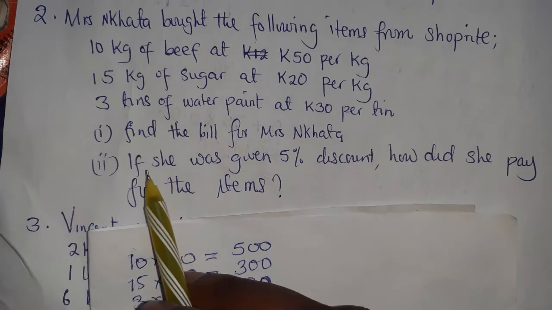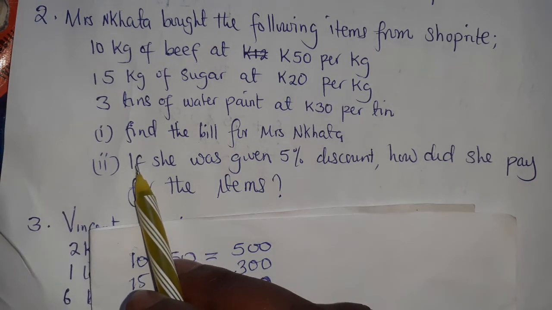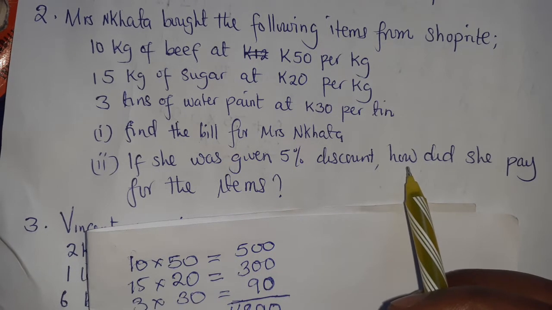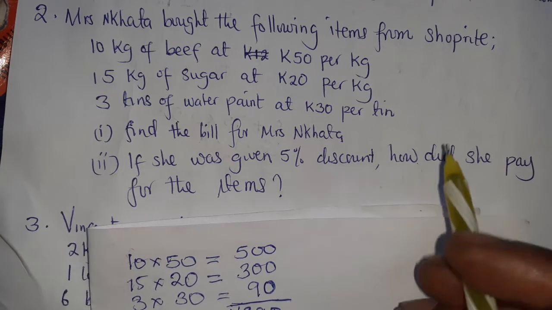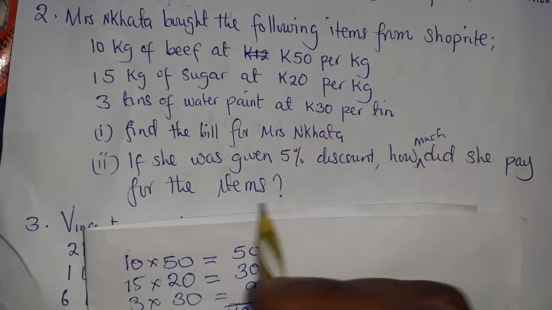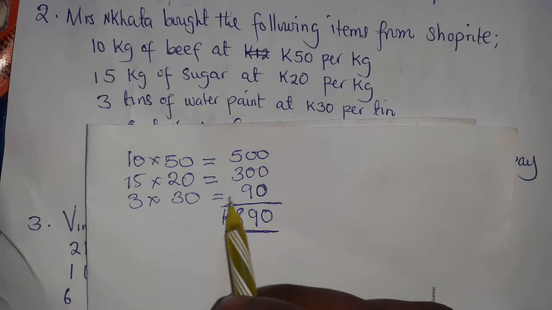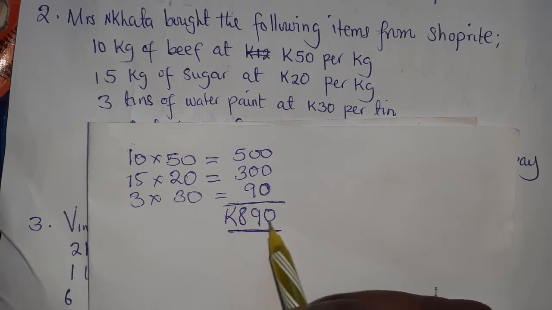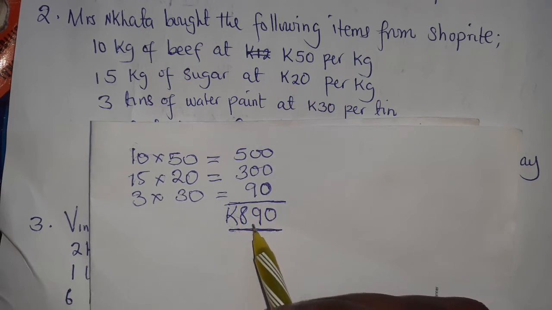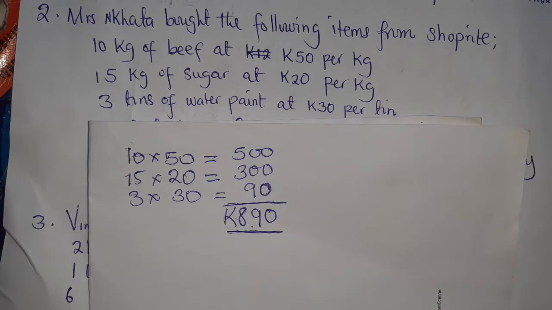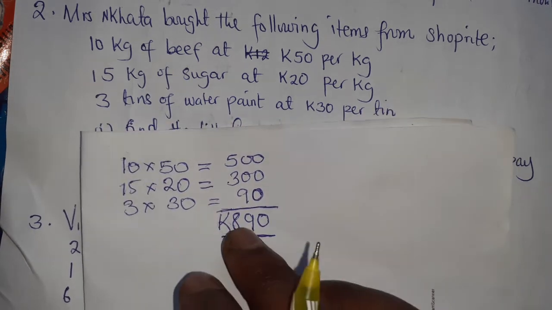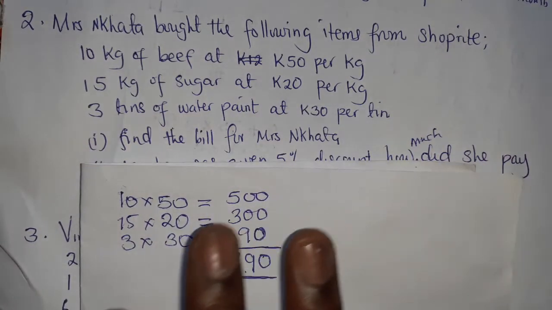Then, if she was given 5% discount, how much did she pay for the items? Okay, this is her bill. So if she was given 5% discount, how much did she pay? So we need to find the 5% of this amount. There are two methods that we can use here.